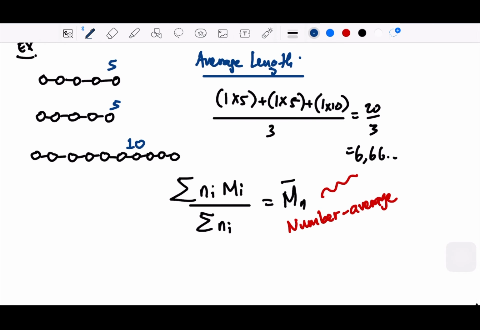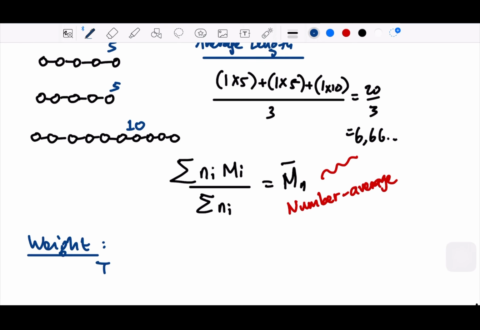But of course, we can also take another point of view. We are going to use weight. So let's say this is our weight. If the total weight is 20.